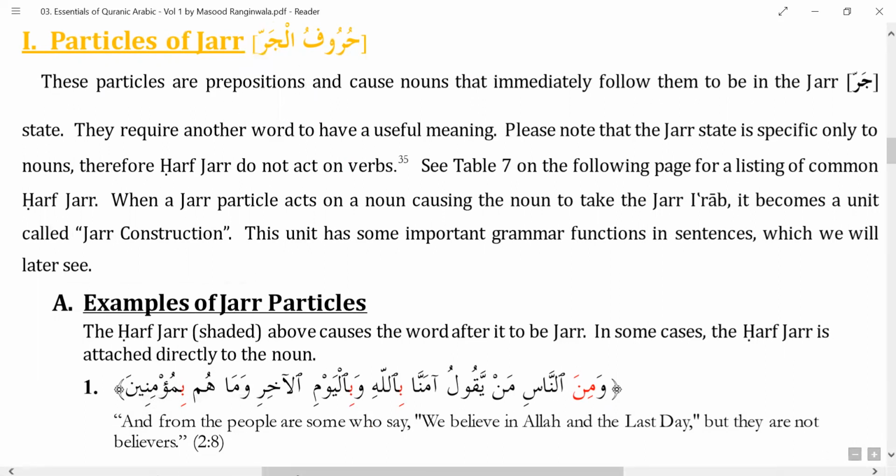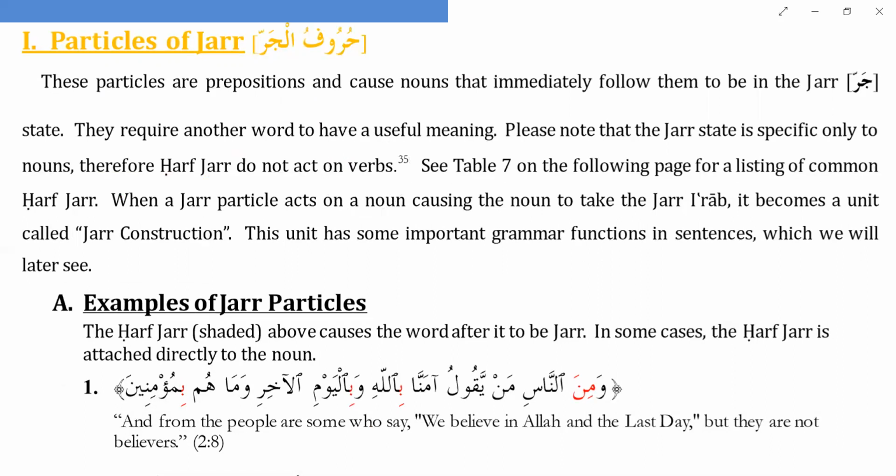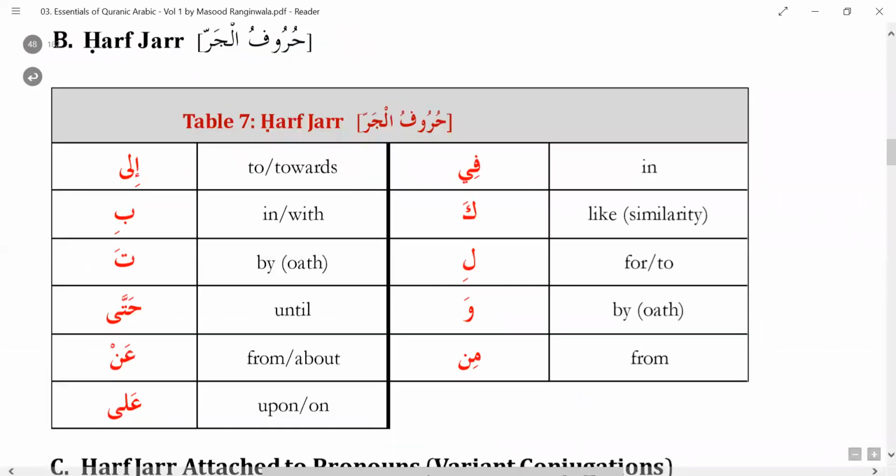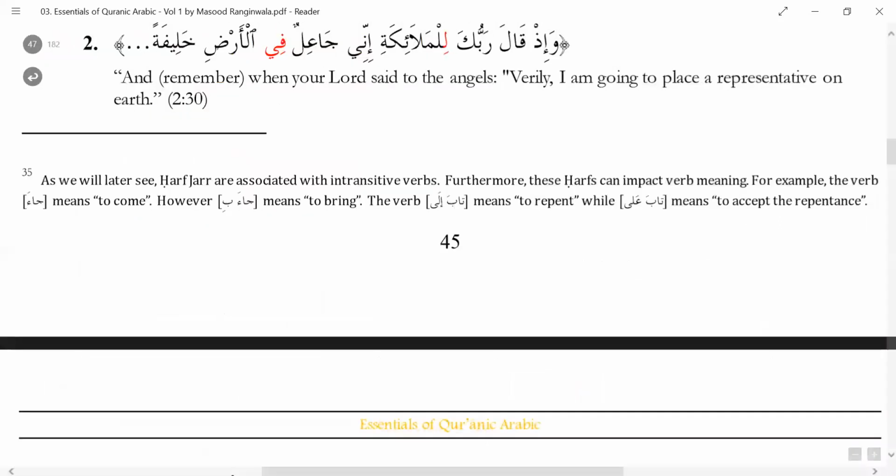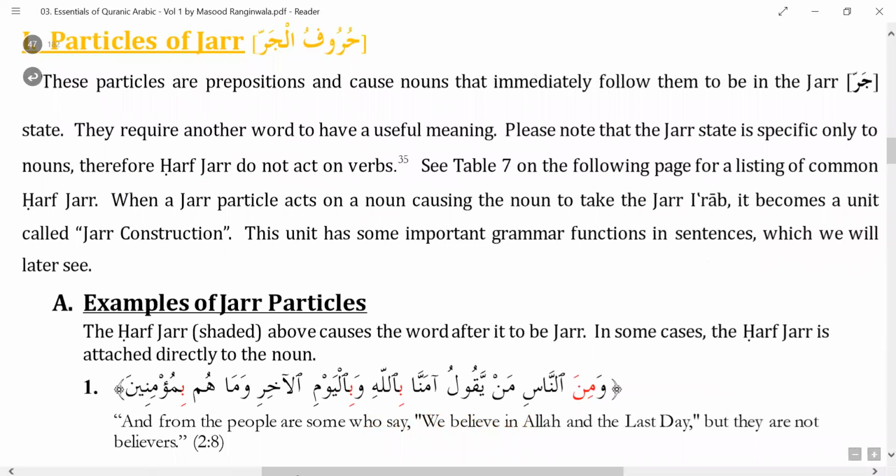and these do not act on verbs. Why? Because these particles make the next word go into jar state, and a fi'lun will not go into jar. It is only ismun that go into jar. We have a list that we had to learn, which is this: ba, ta, kaf, lam, waw, min, fi, an, ala, hatta, ila. So whichever word comes after all these harf, they will be in jar.